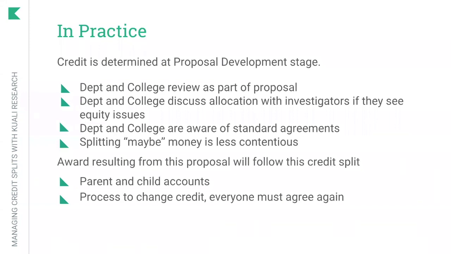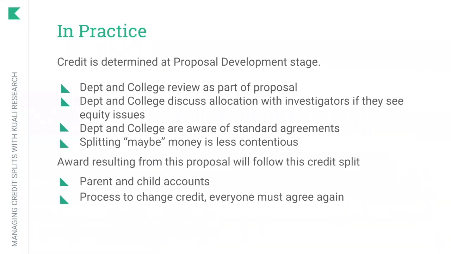The award resulting from this proposal, and again, this is Maryland process, that any awards that result from that proposal will follow that credit split. We assign any parent and child accounts that may result the same credit split, and we have a process to change the credit, and we do ask that everyone agree again to the credit.